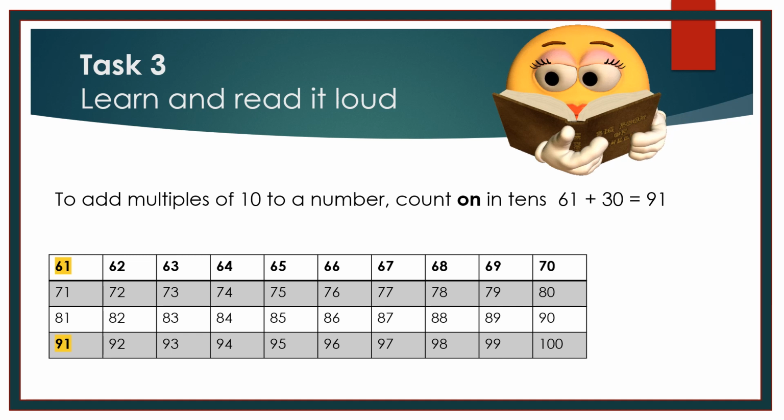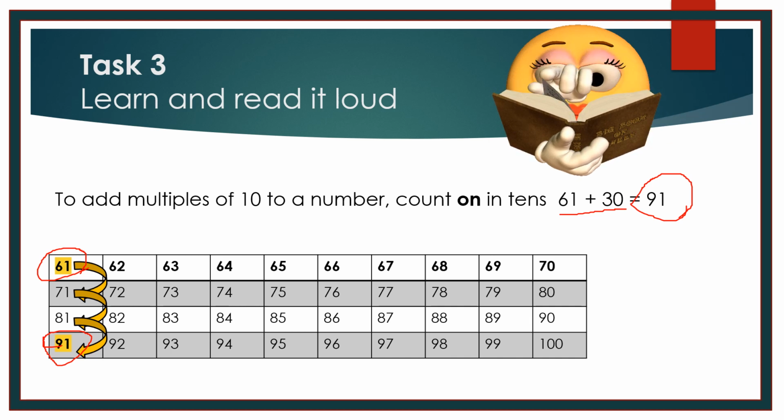on. Okay, here on 61. We are here on 61. We will be counting on. From 61 to 71, that's 1 ten, 2 tens, 3 tens. So 61 plus 30, adding 3 tens to 61 will give us 91. Here we are on 91. Whenever you are adding, always count on.